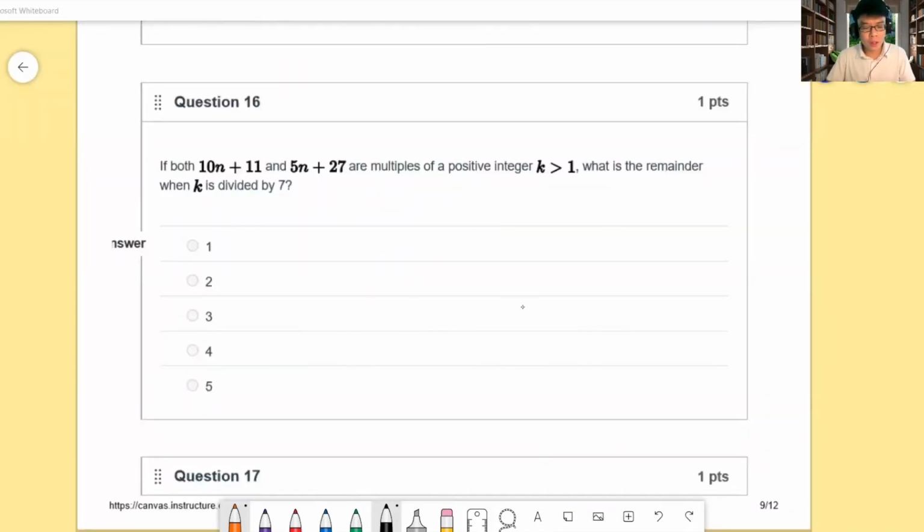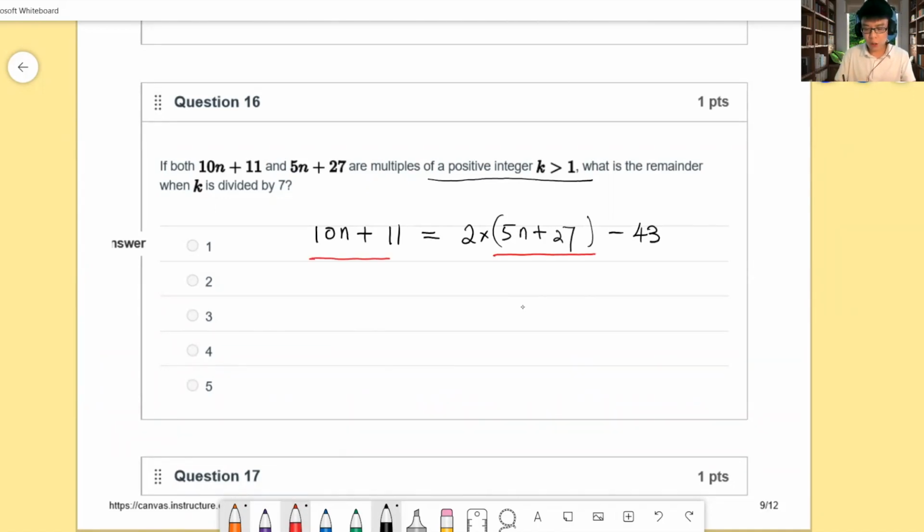Question 16. If both 10m plus 11 and 5m plus 27 are multiples of a positive integer k larger than 1, what's the remainder when k is divided by 7? So let's notice that 10m plus 11 is basically twice 5m plus 27 minus 43. Okay, we notice that both of these two terms are divisible by k. That means we have 43 divisible by k.